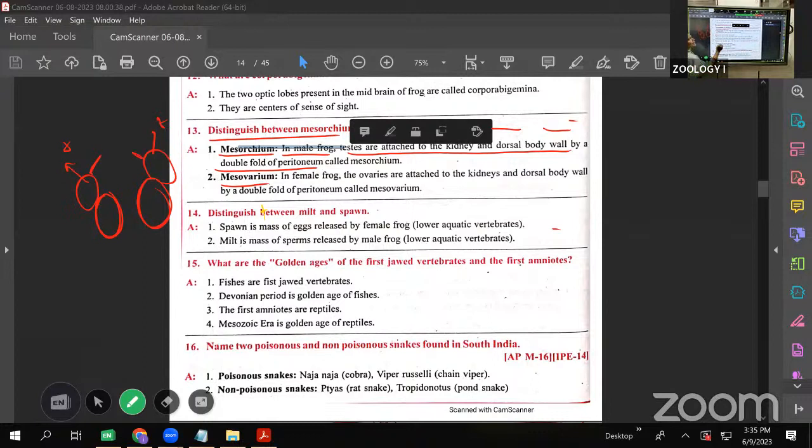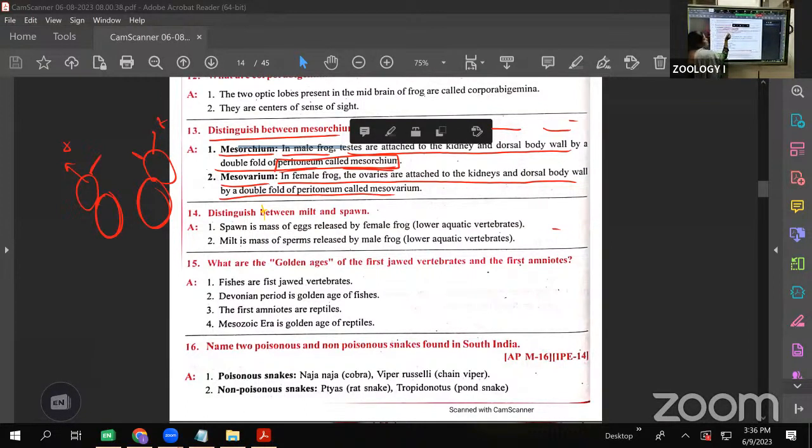With the parietal peritoneum, that we call the mesorchium. The testes are attached to the kidneys and the dorsal body wall with the double folded peritoneum, which we call the mesorchium. That peritoneum is called the mesorchium. Orchium means testes are attached. Ovarium means ovaries are attached. Same here. See this one: in the female frog, the ovaries are attached to the kidneys and the dorsal body wall by the double folded peritoneum.